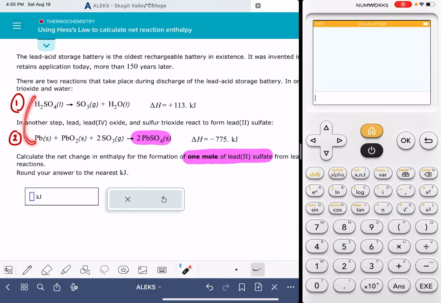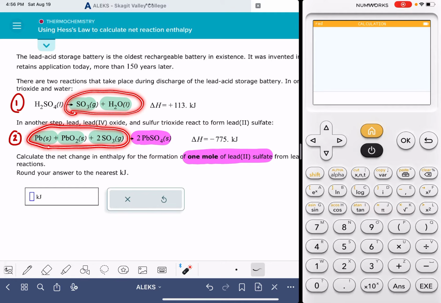Now, to combine the two delta H values together, we need to combine the two chemical equations together using Hess's law. And in order to do that, we're going to take a look at the products of equation number 1 and the reactants of equation number 2. Products of equation number 1, reactants of equation number 2, and we need to find the molecule that is present as a product of equation number 1 and a reactant of equation number 2. So we need to find the one molecule that is here and also here.